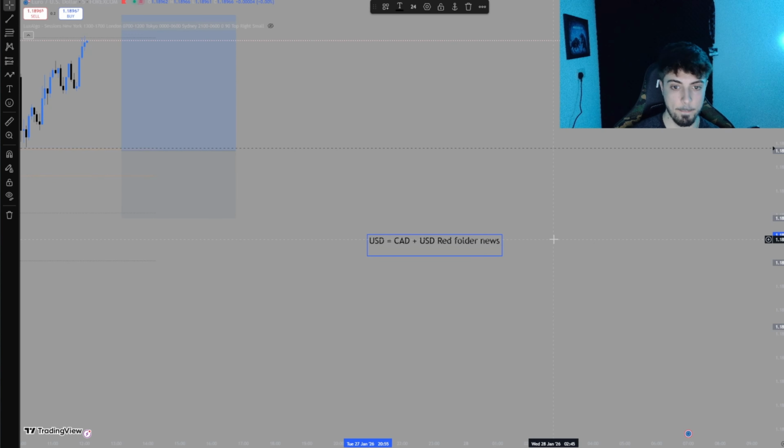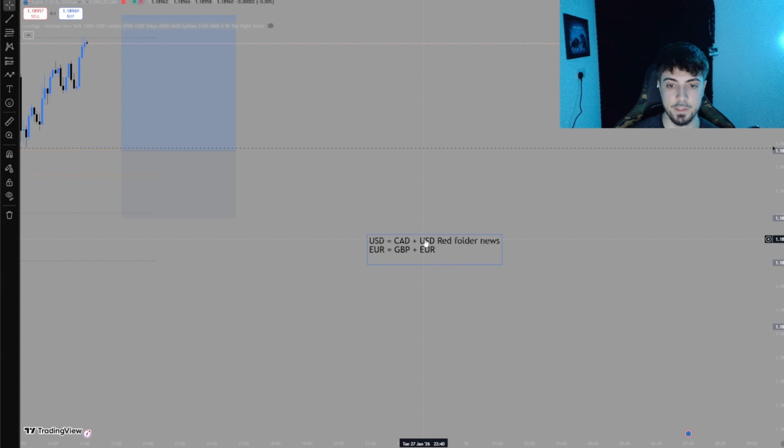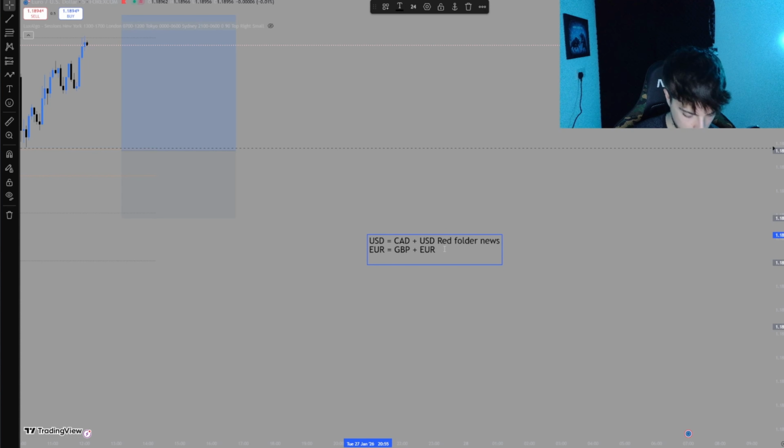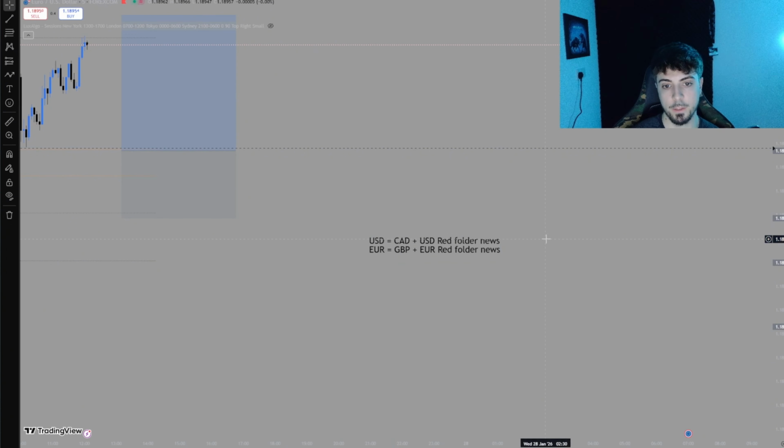Okay, and then for the euro we are looking at GBP and euro, and that is because those two currencies are closely related, so the CAD is very closely related to the US dollar and the Great British Pound is very closely related to the euro. Okay, so those are the red folder news that we need to be avoiding. Let's put red folder news. Okay, so any of those red folder news, we will be avoiding trades.